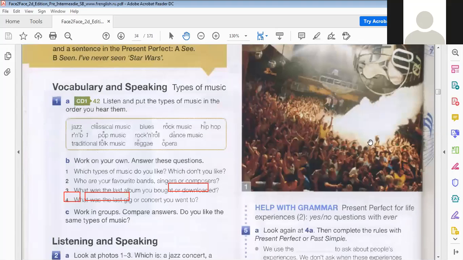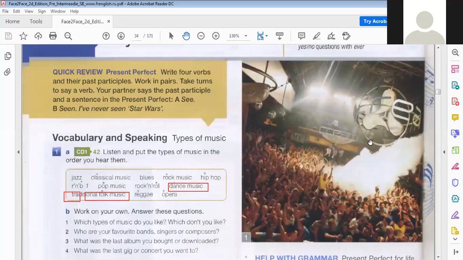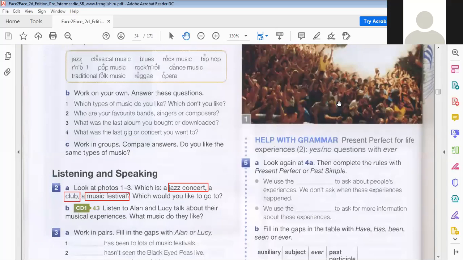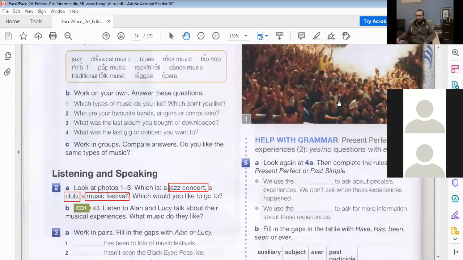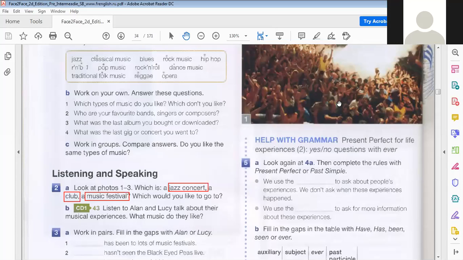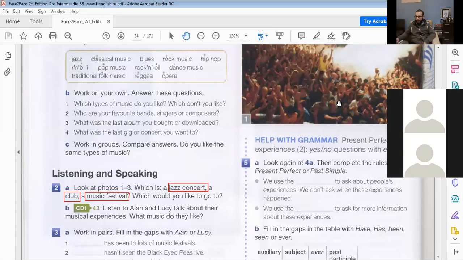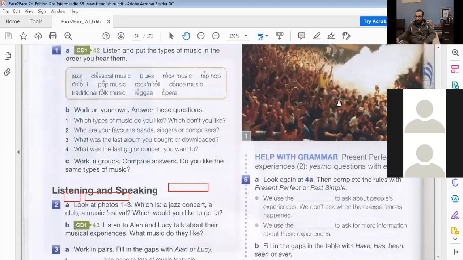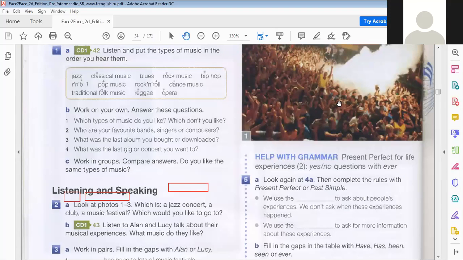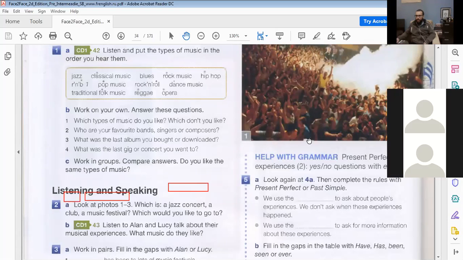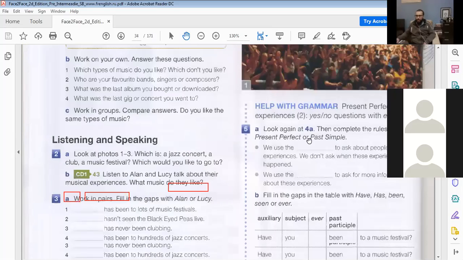Salma? What do you think about number 1? Is it a club? Is it a jazz concert, or is it a music festival? What do you think, Salma? Where's Selma? Here she is. And also Khulud, what do you think? Which one do you think is a club? Which one is?